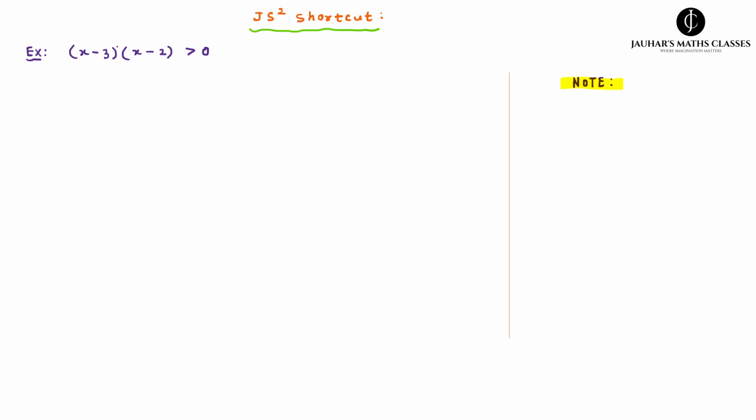Fourth one is that net power everywhere should be odd. Here if I'm seeing the net power, here 1 odd, here also 1 odd. So everywhere net powers are also odd, my dear. So fourth condition also getting satisfied. So here I can say all the four conditions are getting satisfied. So we can apply the JS square shortcut for writing the answer for this question directly and quickly, my dear.